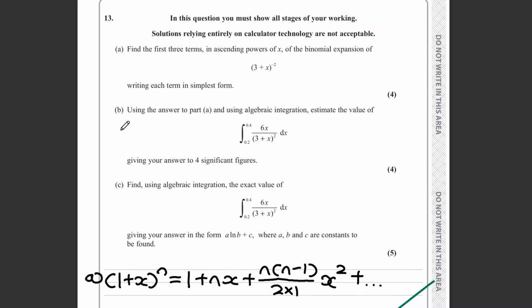Okay, and then for part B, we need to use the answer to part A, and using algebraic integration, we need to estimate the value of the integral between 0.2 and 0.4 of 6x over 3 plus x squared, giving your answer to 4 significant figures for 4 marks. Okay, so as it's telling us to use part A, we're going to want to use this 3 plus x to the power of minus 2. We're going to want to get this into this integral.